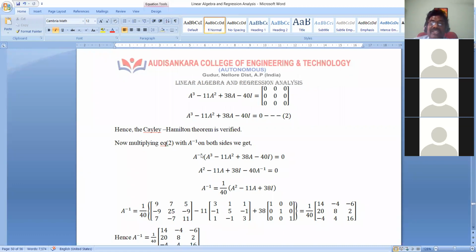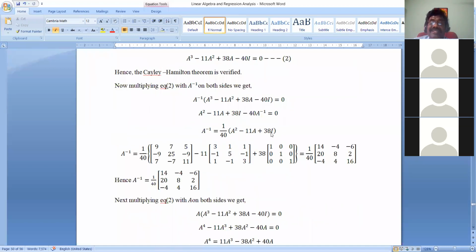That means A inverse into A is always I, then A square minus 11A plus 38I minus 40 into A inverse equal to 0. Now 40 into A inverse equal to A square minus 11A plus 38I. Then A inverse equal to 1 by 40 into A square minus 11A plus 38 into I. Already we have A square, A and I values. Substituting those values in this equation, we get A inverse.